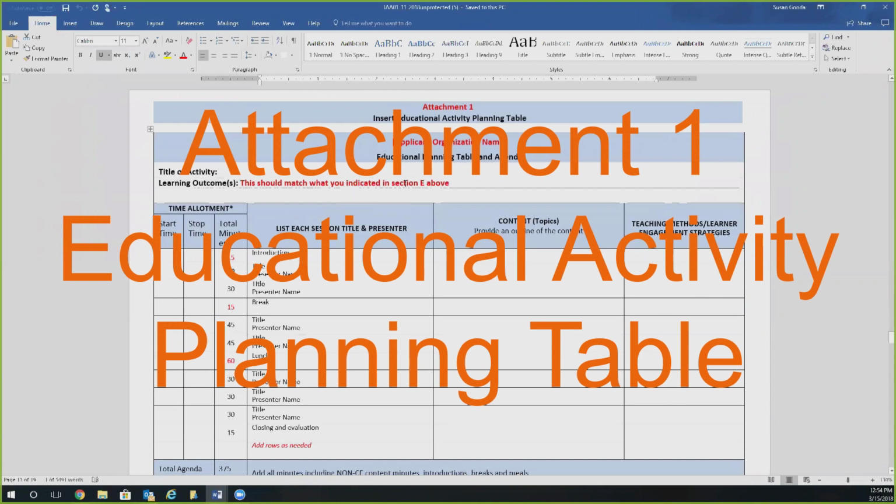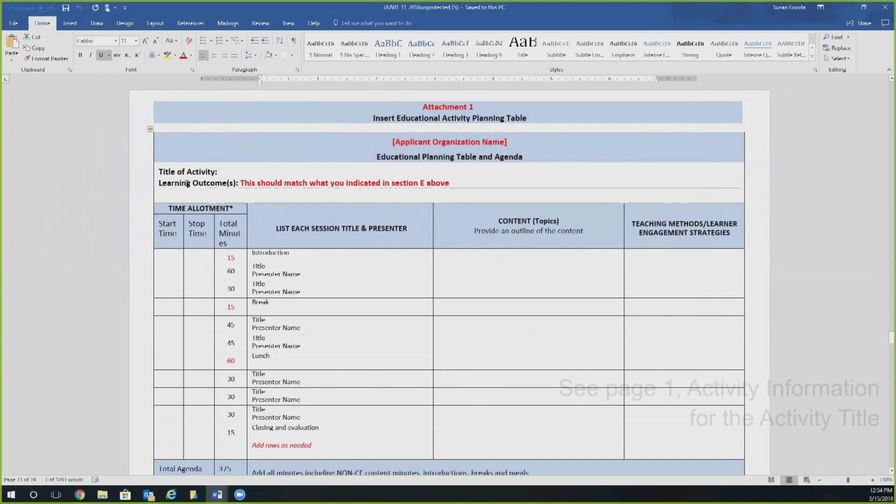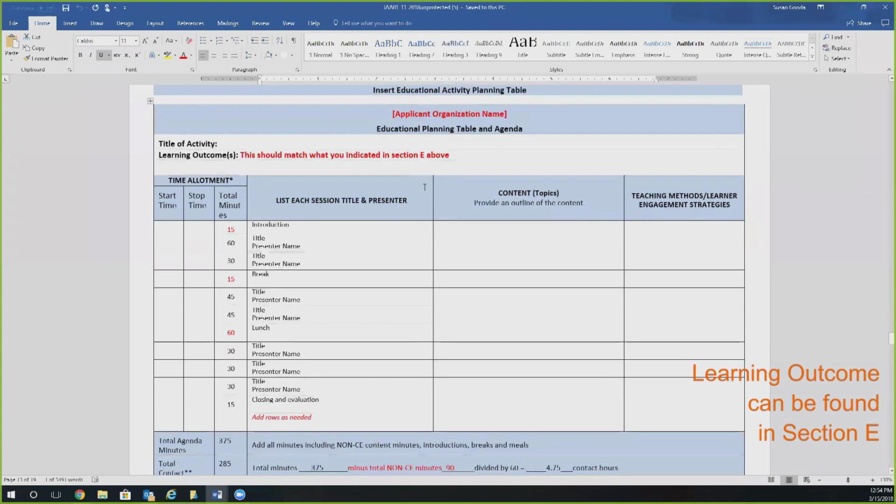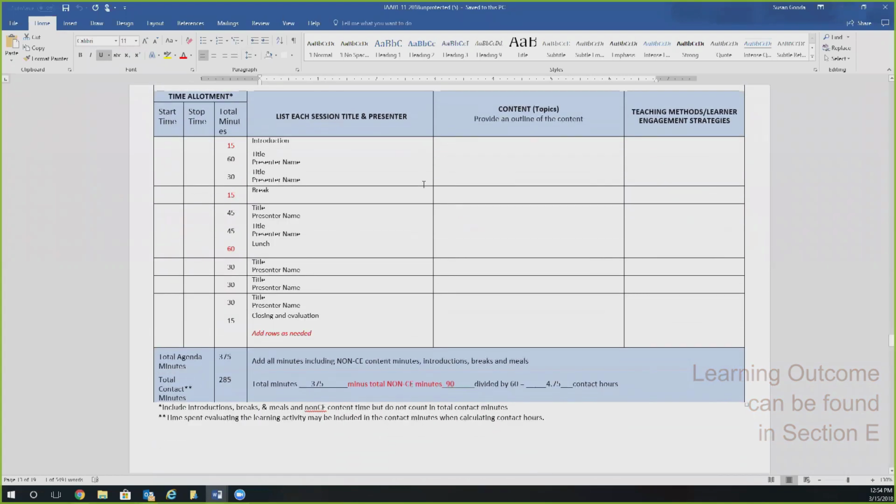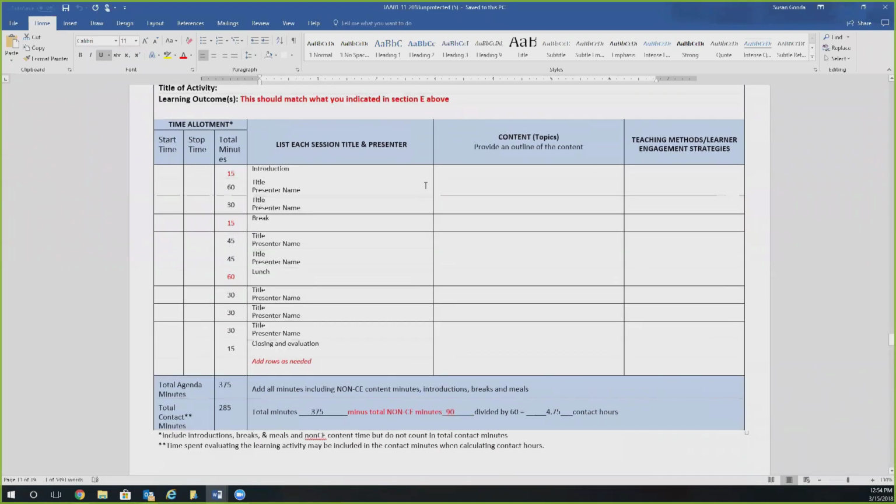This is the educational planning table. Fill in your organization's name, the title of that activity as cut and pasted from the earlier section of the application, as well as that learning outcome that we identified up in Section E. Cut and paste, put it in. Now here's how you determine your credits that you're going to be offering. Put the start time, put the stop time of every single activity, put the total minutes.